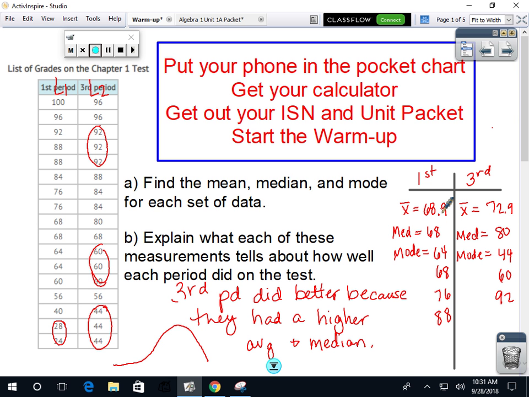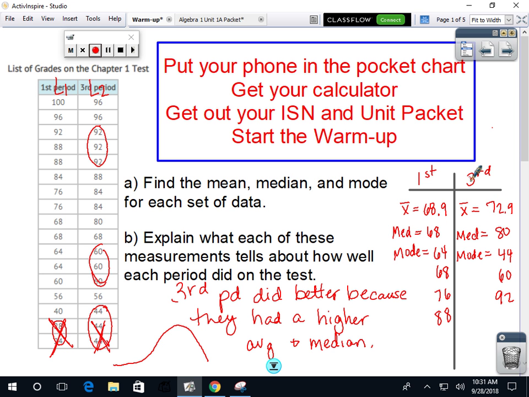Earlier in another class, I calculated, y'all pay attention. In another class, I took out these 2 from the data and recalculated the mean, and the mean actually jumped up higher than third period's. Okay? So, right, but then when I took out their lowest 2, they jumped up higher again. But when I calculated first period's without their 2 outliers, they jumped up to like a 74 point something. But then when I took out third period's two low scores, they jumped up to a 76. So 74 and 76 were a little closer than 68 and 72.9.